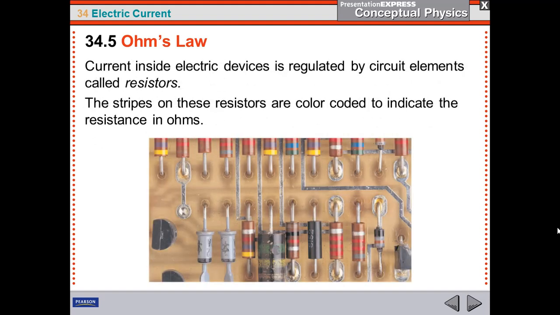Current inside electric devices is regulated by circuit elements called resistors. If you open any old television or radio or even computer, you can see these kinds of components called resistors. In the latest devices, these resistors are actually integrated with the chips. The stripes on these resistors are color coded to indicate the resistance in ohms. These colors are based on different values of resistance.